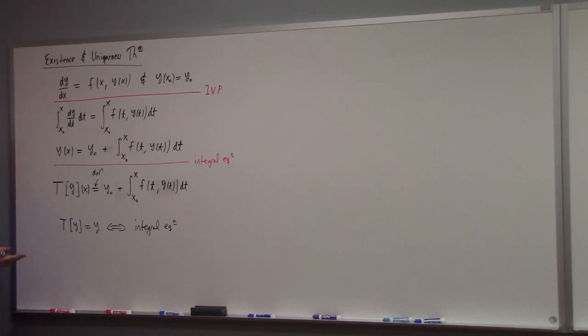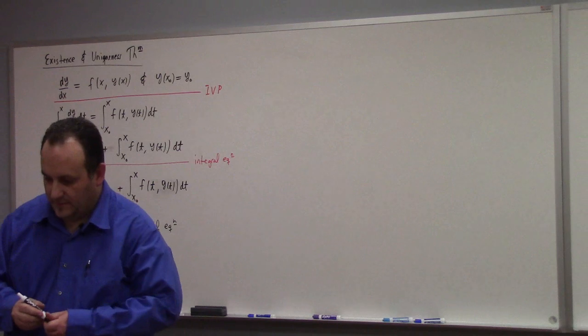And this is the trick: recast the given problem as a fixed point problem for some operator. And then, if you can find a context in which that operator is a contraction, then you can apply Banach's fixed point theorem to derive the solution, the existence of the solution.